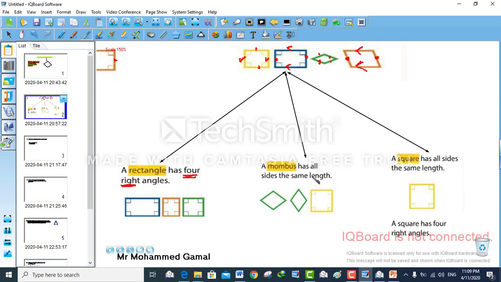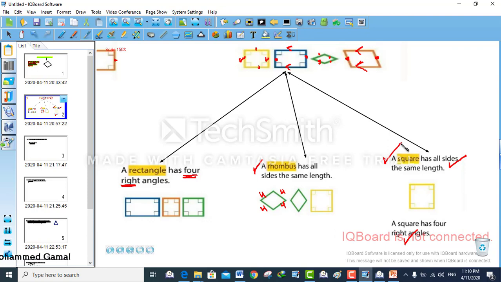The one which has four equal sides is called rhombus. All sides, like 4 centimeters, 4 centimeters, 4 centimeters, 4 centimeters, it's called rhombus. So the rectangle has four equal angles but not four equal sides. Here, four equal sides. If it has both four equal sides and four equal angles, or four right angles, it's called the most lucky one, which is a square.